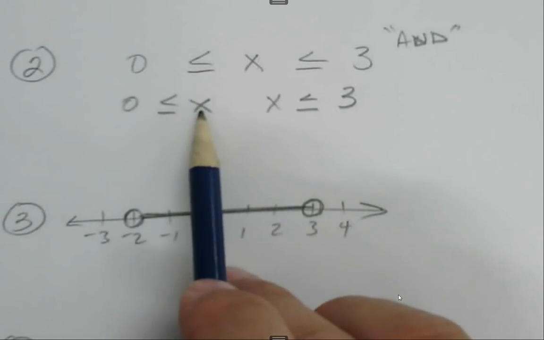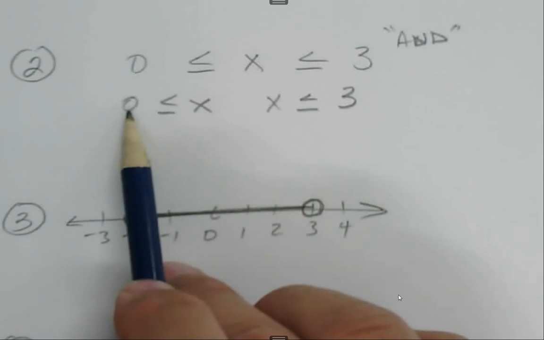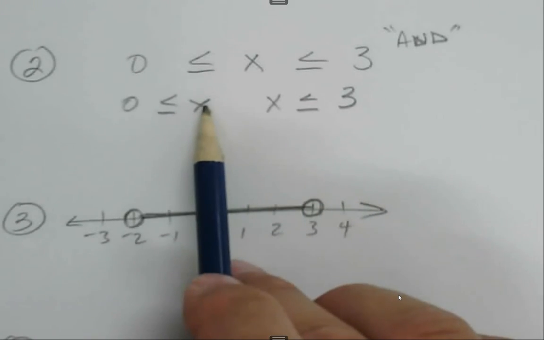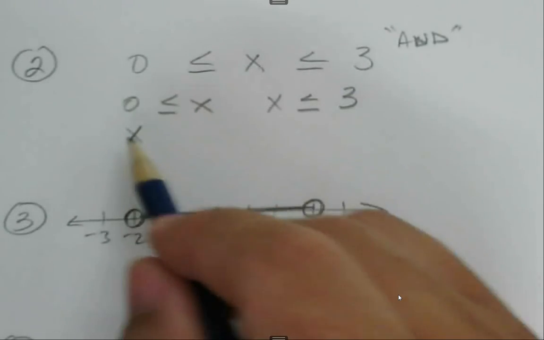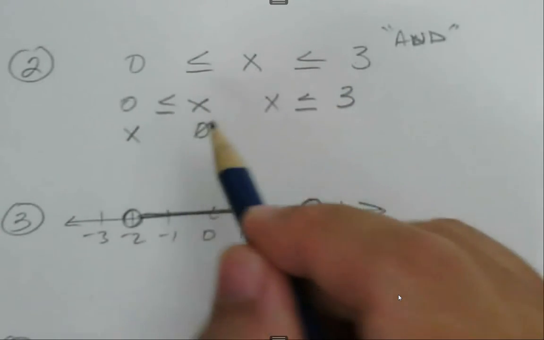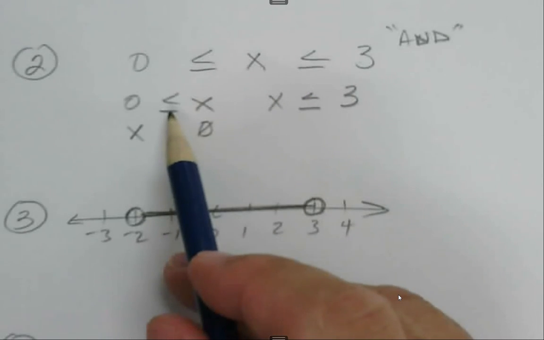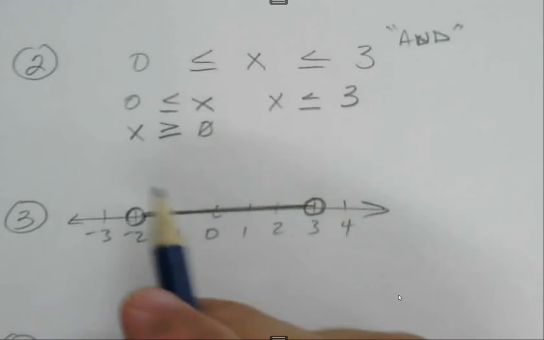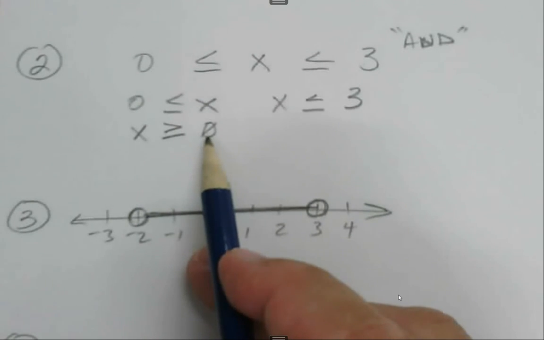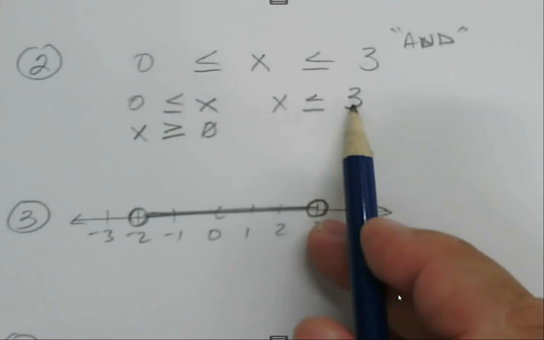So one of the first things we need to do is move this variable over to the left-hand side. In order to do that, remember, I can switch those 2 quantities around. I can put x over here, and I could put 0 over here. The only difference is I have to switch this inequality sign. So now I really have x is greater than or equal to 0, and x is less than or equal to 3.